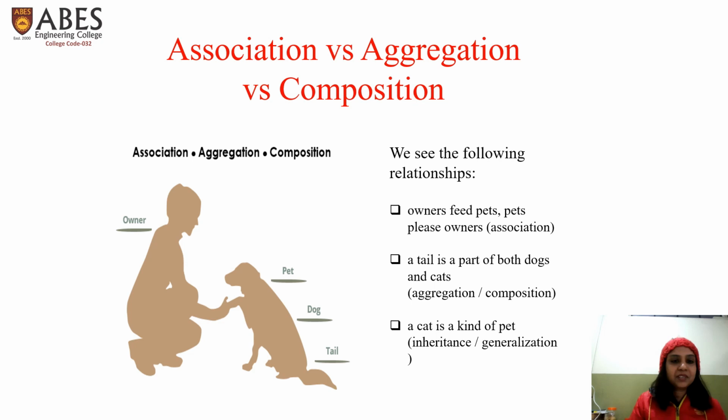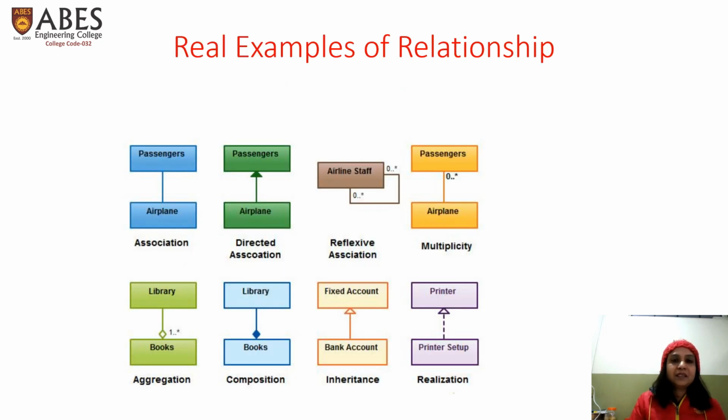If it is a part-of relationship or whole-part relationship, then it is aggregation or composition. A cat is a kind of pet. It is an is-a relationship. It is basically a generalization, and generalization is implemented with the help of inheritance in programming. These are some real examples of relationships. You can see a normal association between the passenger class and the airplane class. Directed association is also there.